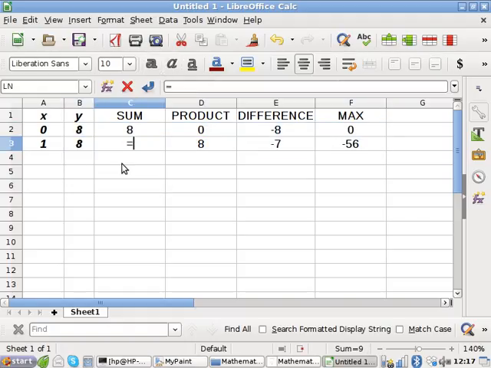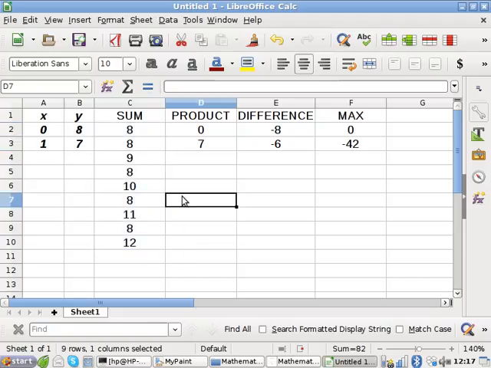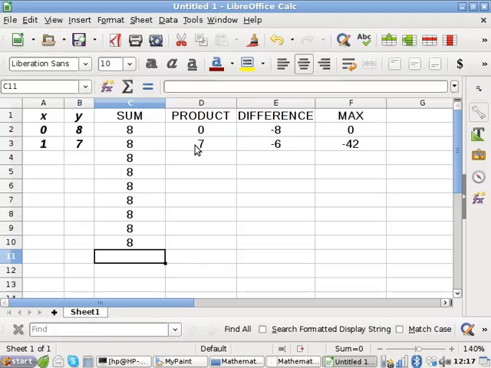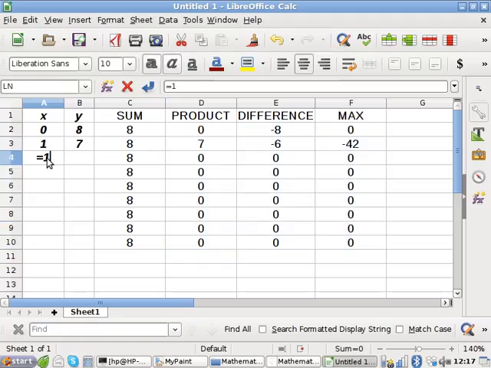No, thank you. We'll go down a little bit. 1, 2, 3, 4, 5, 6, 7, 8. Oh my goodness. Okay. And we'll increase the x's by 1.